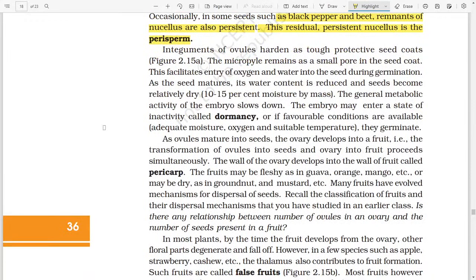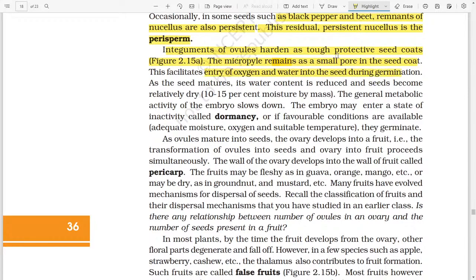Integuments of ovules harden as tough protective seed coats. The micropyle remains as a small pore in the seed coat. This facilitates the entry of oxygen and water into the seed during germination.